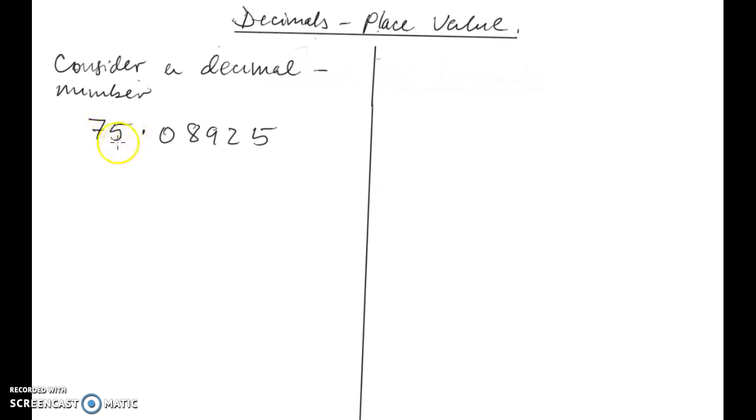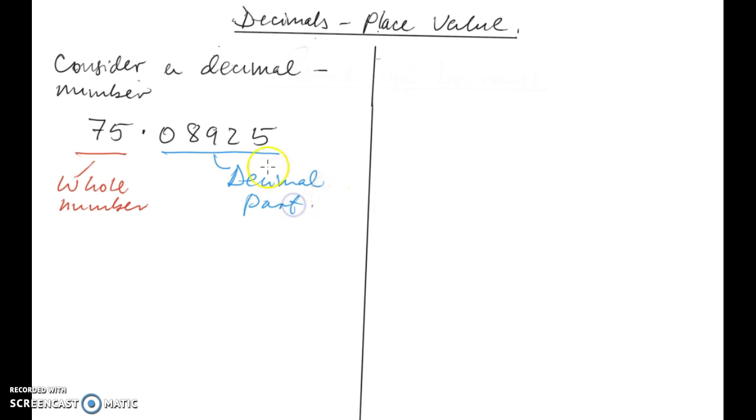First of all, we will try to differentiate. Here we have two parts: a whole number and a decimal number. This here stands for a whole number, 75, and the other one is the decimal part. All right. Now our interest is in this decimal part here.